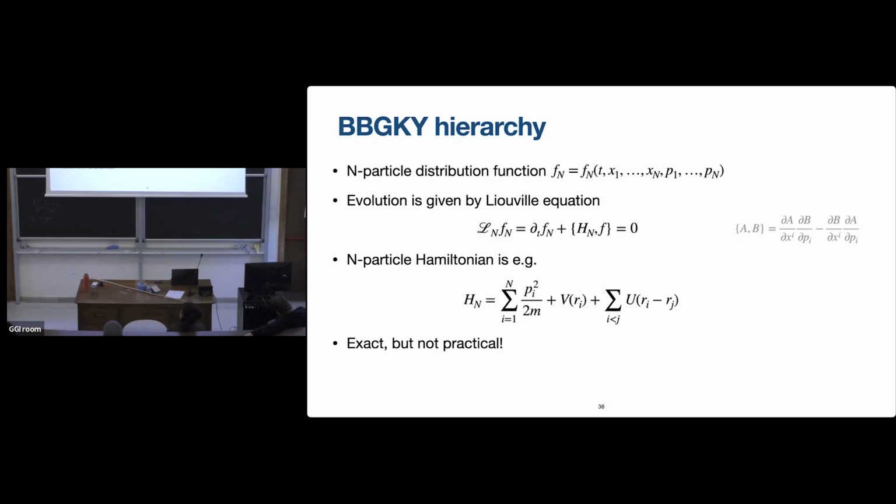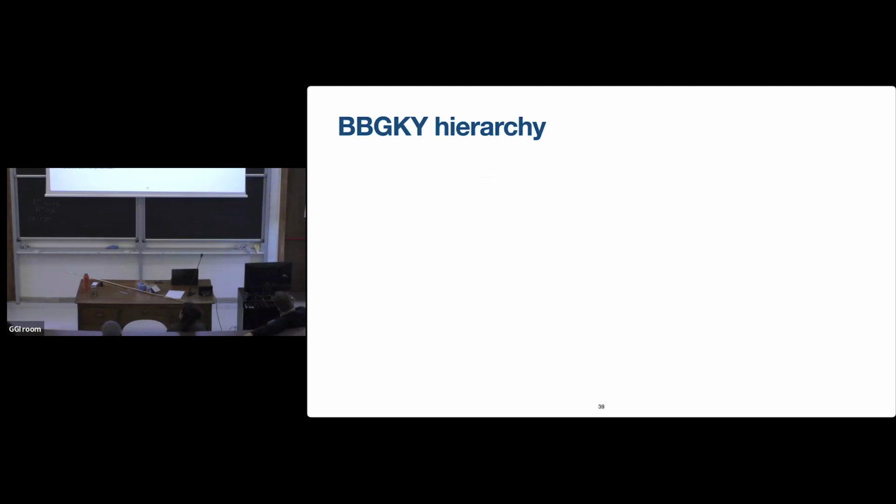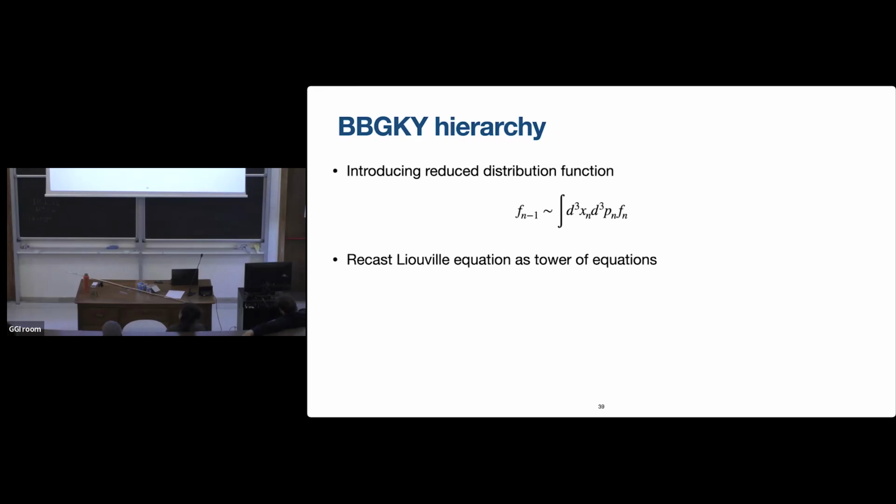The n particle Hamiltonian is there's a free part. There's some external potential in principle, and then there's inter-particle potentials. And I mean, this is just an example. So this is exact. It's not practical. So we can do better. You can integrate out from the nth level. You can integrate out one of the labels. So I've integrated out the nth label, both space position and momenta, and I get the n-1th distribution function. This is this reduced distribution function.